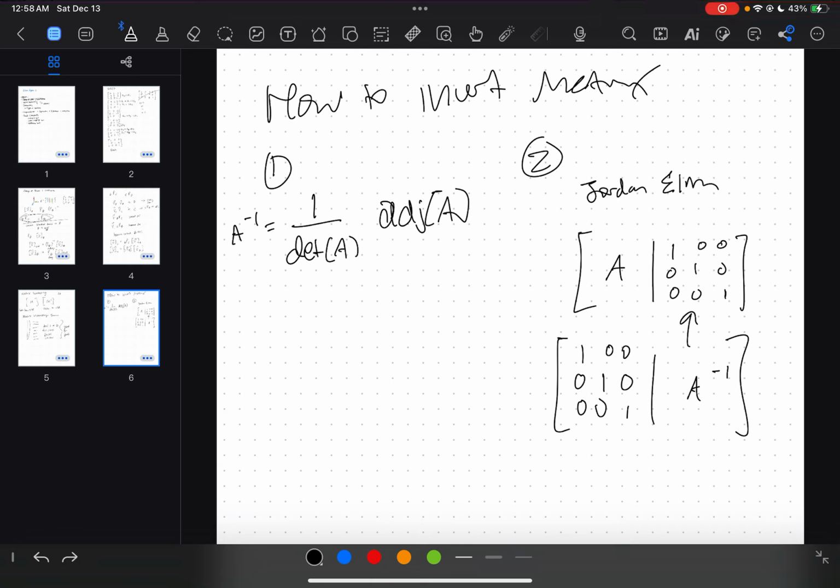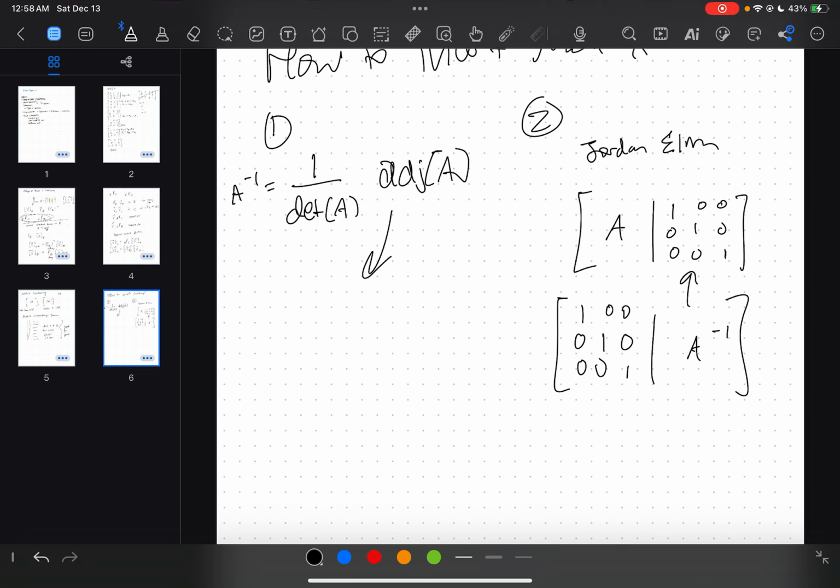It's pretty cool. And this one, I keep forgetting what adjugate means, but adjugate is the cofactors, I believe, transposed.